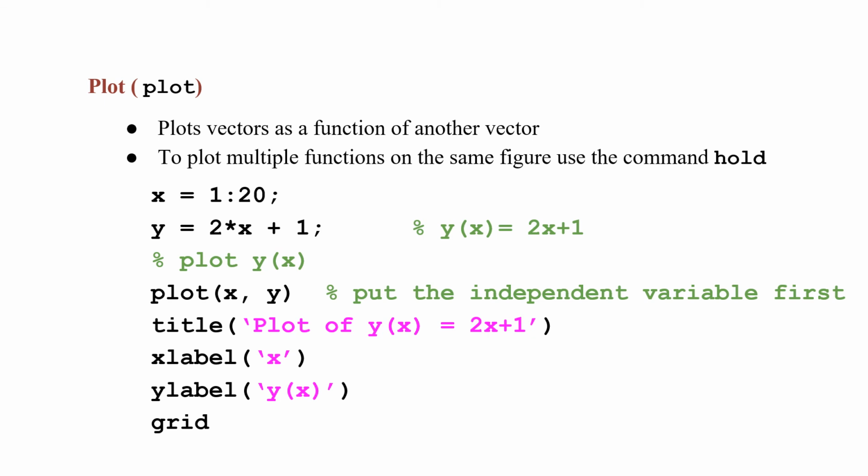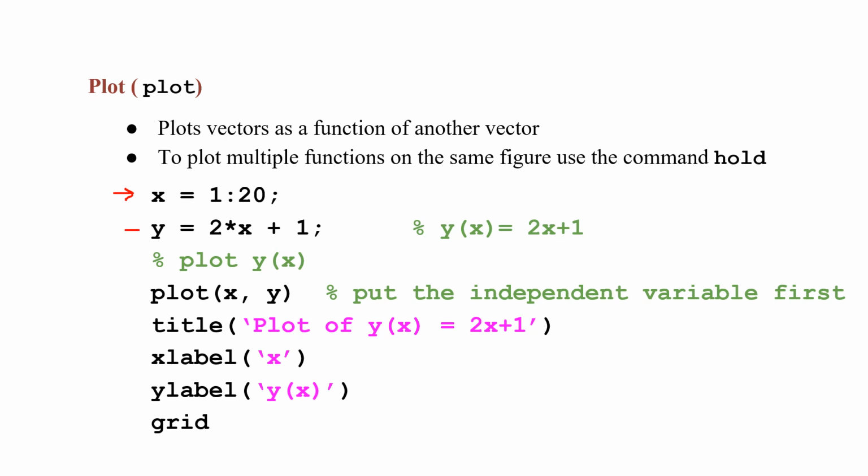Next, we will look at the plot command. The purpose of the plot command is to plot vectors as a function of another vector. So we'll have to know the x-axis values and the y-axis values. So we have to have two vectors, the x-axis and the y-axis. Here I'm creating the x values as an example. X is equal to 1 until 20. So x is actually 1, 2, 3 until 20, meaning start at 1, increment by 1 until you reach 20.